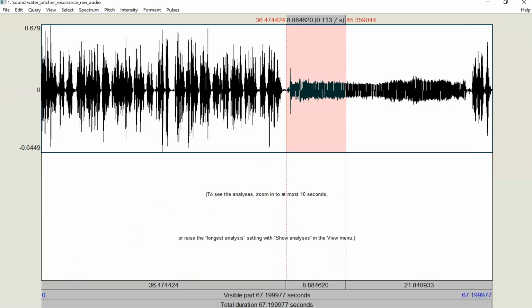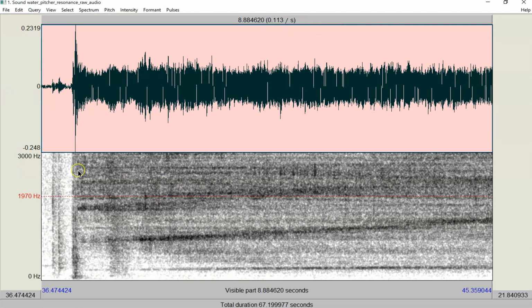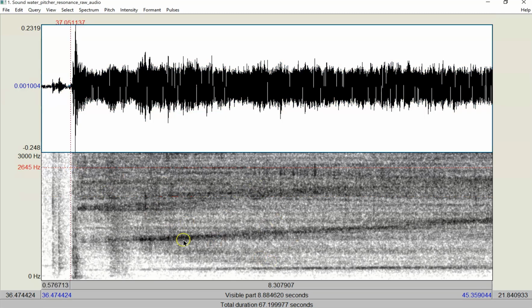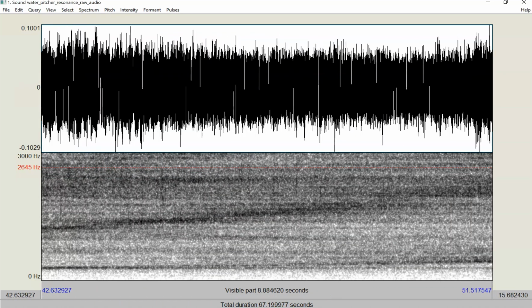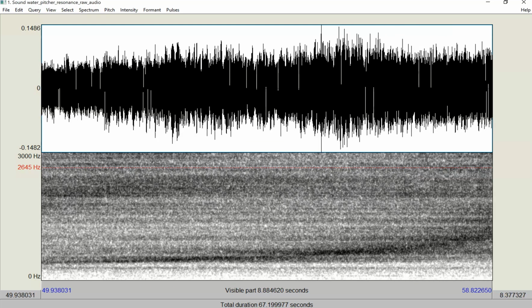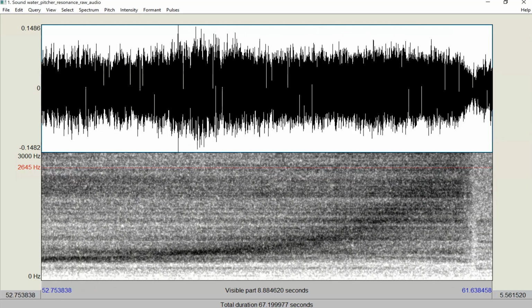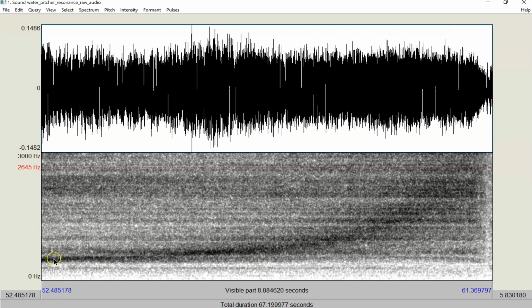So let's zoom in. This looks like just a bunch of noise on the screen, but actually what we're seeing here on the dark parts of the graph are the frequencies that are showing up the most strongly in the recording. As we scroll along in time, we can see that those frequencies are changing. And right at the end, this is what corresponds to the noise of the water going in the pitcher going up in frequency. Let's take a quick listen.